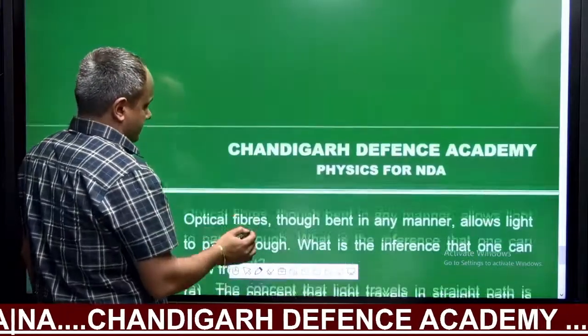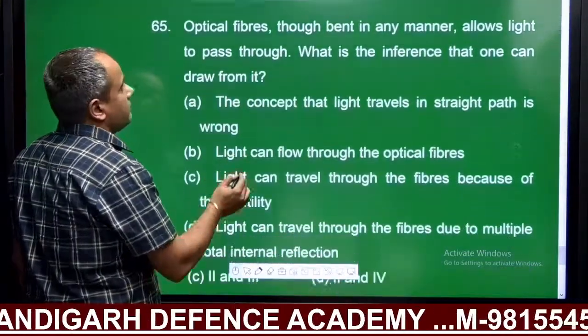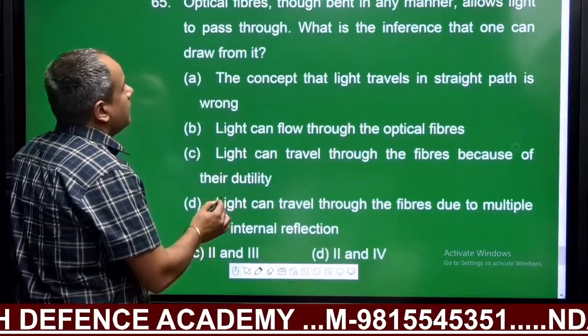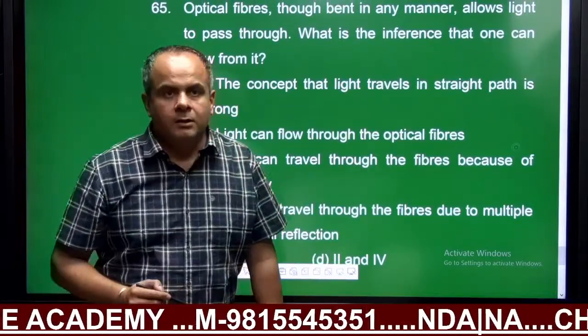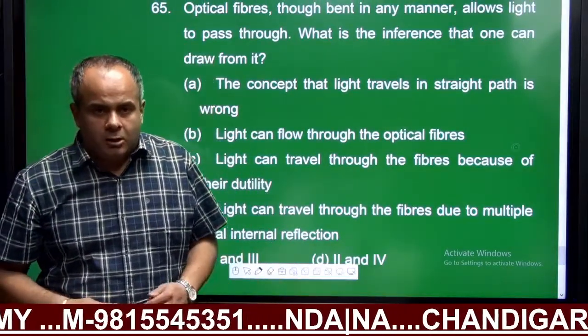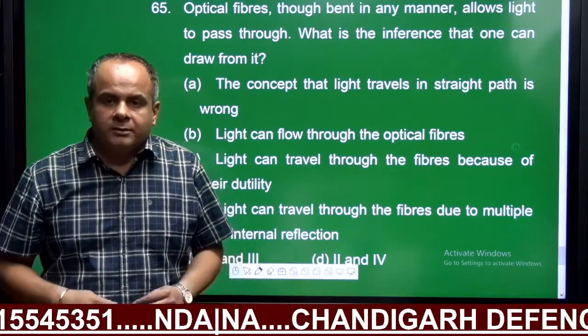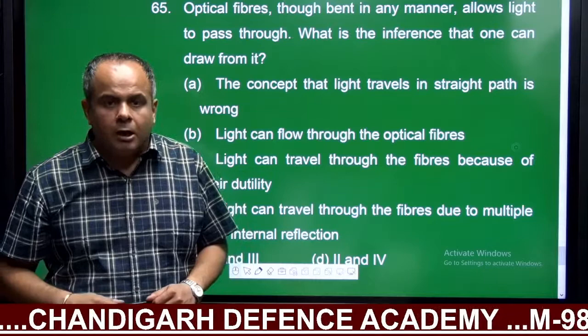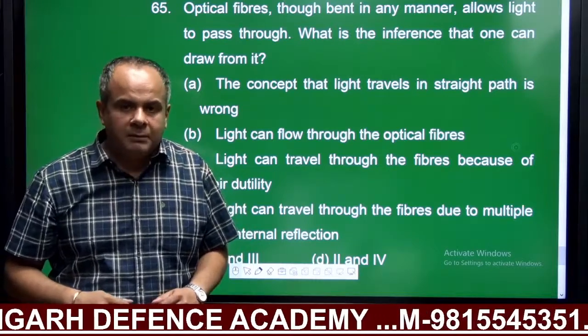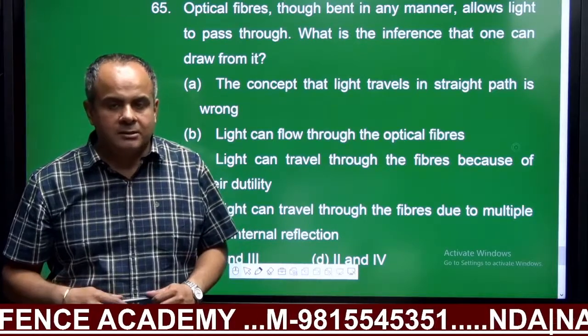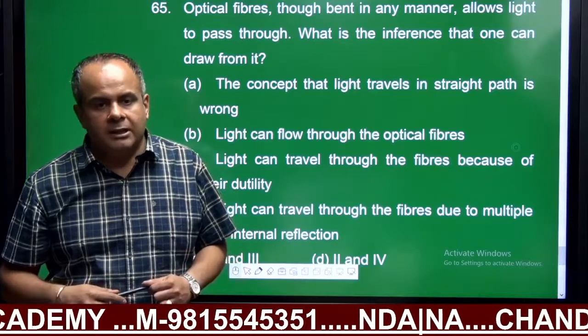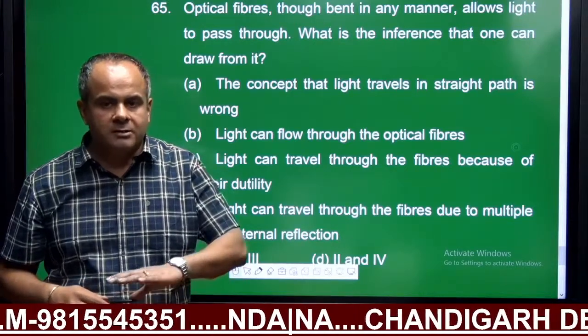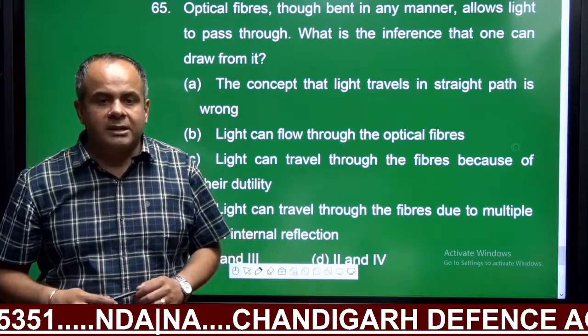Next. Question number 65, and I think this is the last question for today. 65 questions in total are what we are going to answer. Optical fibers, though bent in any manner, allow light to pass through it. I had said a question on optical fibers can come, so let us discuss it once. What is the inference that one can draw from it?